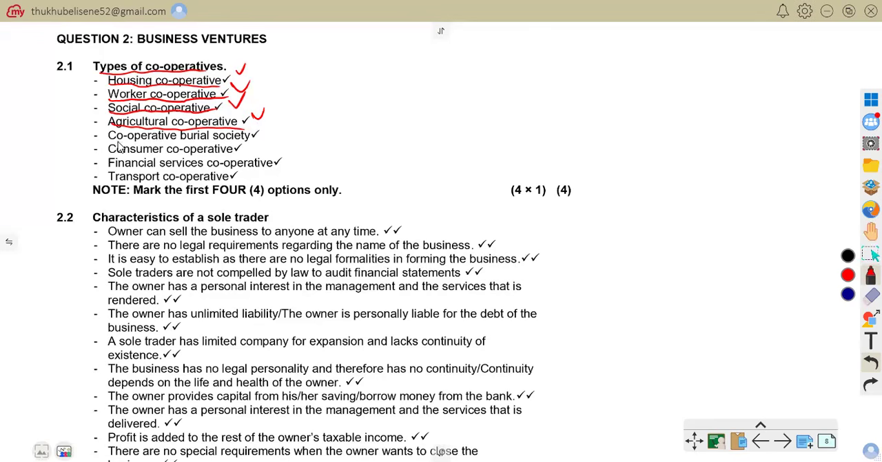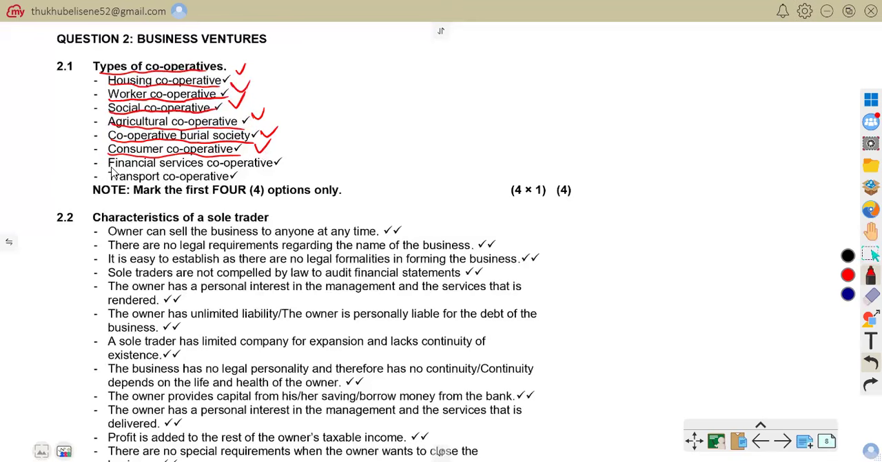Let us move to cooperative burial society. Now it is as well one of the types of cooperatives. Consumer cooperative: we know very well that it is owned by customers who buy goods or services from the cooperative at fair prices. Example, a retail store where members get discounts and share profits.